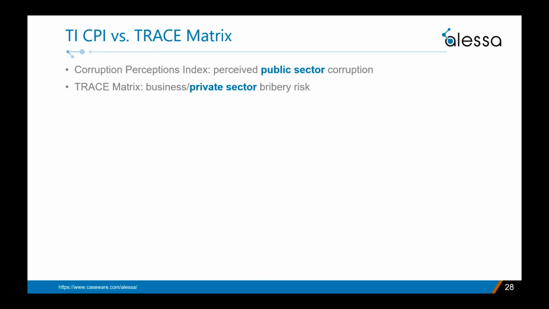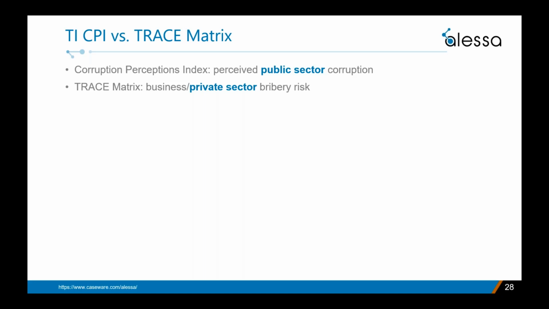Now, both the CPI and the Trace Matrix provide a ranking of the level of corruption risk that individual countries present. But they come at this from slightly different perspectives. The Corruption Perceptions Index is focused on perceived levels of public sector corruption, whereas the Trace Matrix focuses on business or private sector bribery risk. And as I mentioned, the Basel Index uses both of these in their country risk scoring and gives them equal weight.